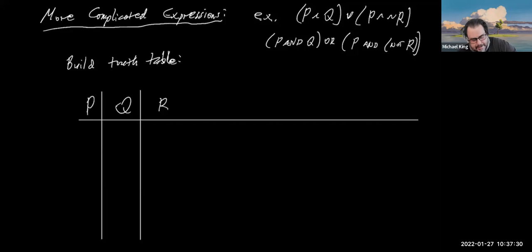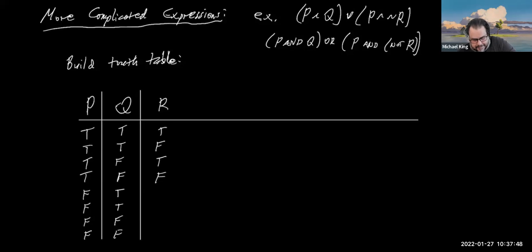Again, you can systematically write this down by going something like this: true, true, true, true, false, false, false, false; then true, true, false, false, true, true, false, false; and then true, false, true, false, true, false, true, false. And I think this will give you all 8 possibilities.